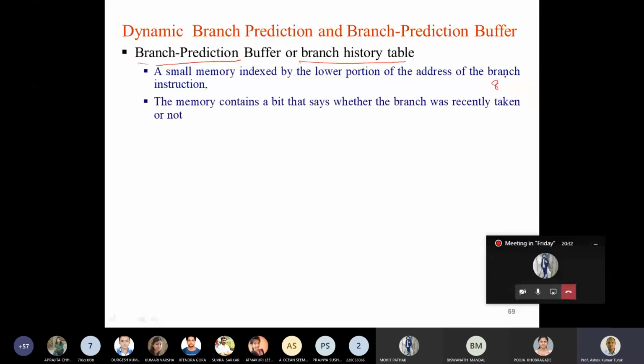But what is the memory going to contain? It contains a single bit, which says whether the branch was recently taken or not taken. This 1 bit of information simply says whether the branch was taken or not taken. If the bit is set to 1, it may be interpreted as the branch is taken, and if the bit is set to 0, it can be interpreted as the branch was not taken, or vice versa. Extracting that bit will say whether the branch was taken or not taken.